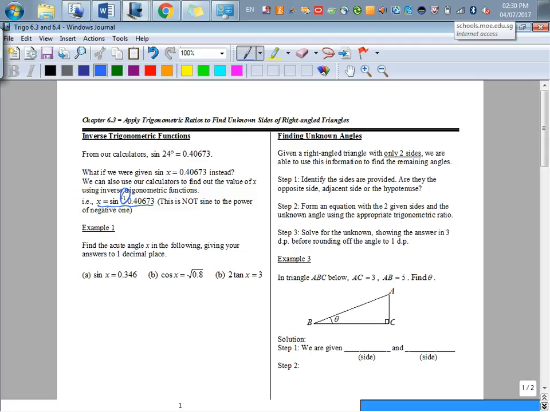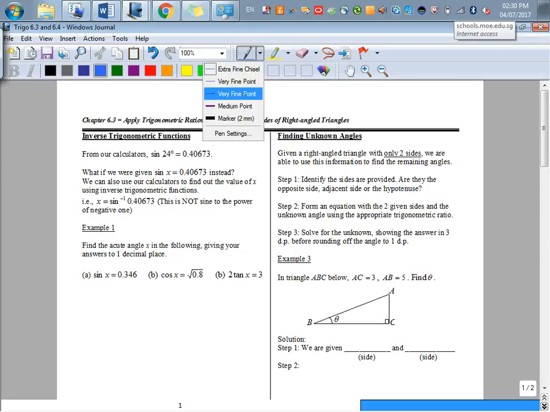Everybody look at the screen. Look at what I circled in blue color. What does this look like, Xiao Wei? Looks like power -1, right? But is it power -1? No, it is not. It is inverse. So this is not sine to the power -1. This is inverse. And we can key into our calculator sine inverse, tangent inverse, cosine inverse. Okay, this is what we can do.